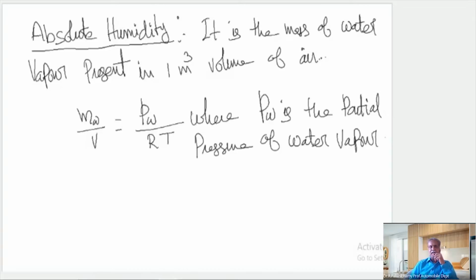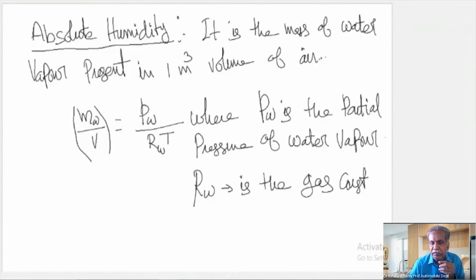Okay. How to measure the absolute humidity? 1 meter cube air, 1 meter cube volume air, what is the amount of water vapor present? It is known as absolute humidity. Okay. R is the RW. RW is the gas constant for water.